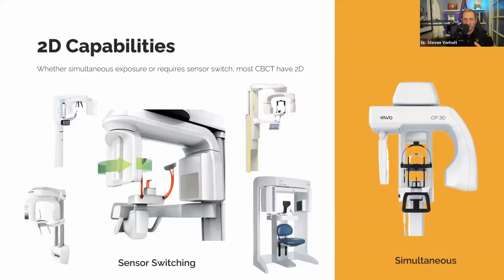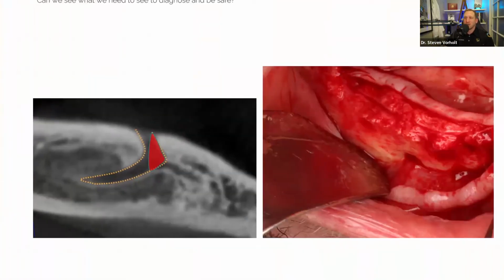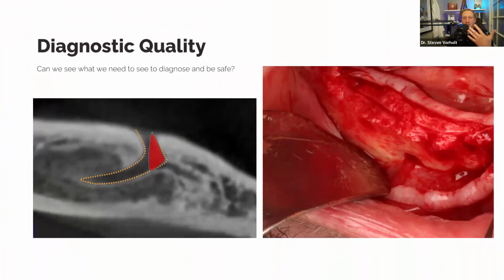So I don't want to do that first, have the patient waiting around for that to happen before the 2D. So just a little pro tip about how I do it. And then what we're really concerned about, right, which is diagnostic quality. Can we see what we need to diagnose to be safe?